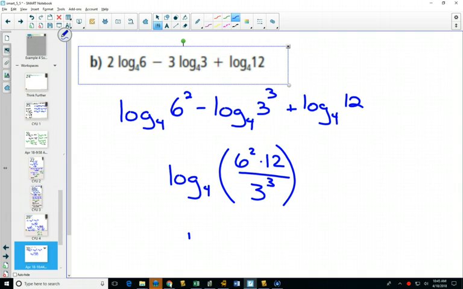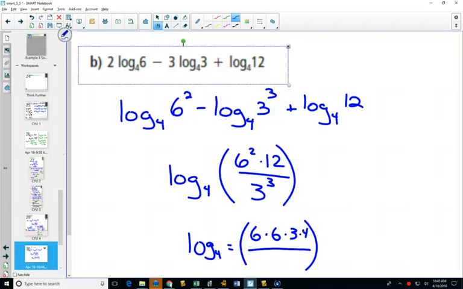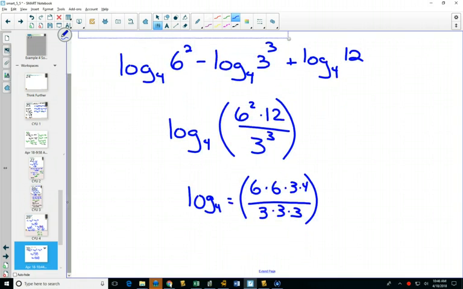Or I would suggest again writing things out as factors. Well, 6 squared is 6 times 6, and 12 is 3 times 4. And on the bottom, I have 3 times 3 times 3. You don't have to, but you could write each 6 as 2 times 3 as well. There's no best way to do this. I can see right now, though, that these 3's will cancel out. And maybe with the 6 over 3's, I'm just going to simplify and say 6 over 3, I know that's 2. And 6 over 3, I know that's 2.